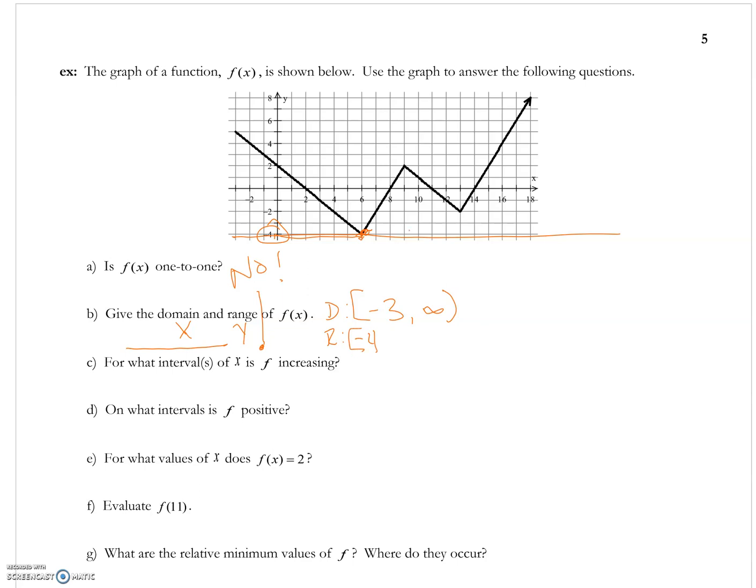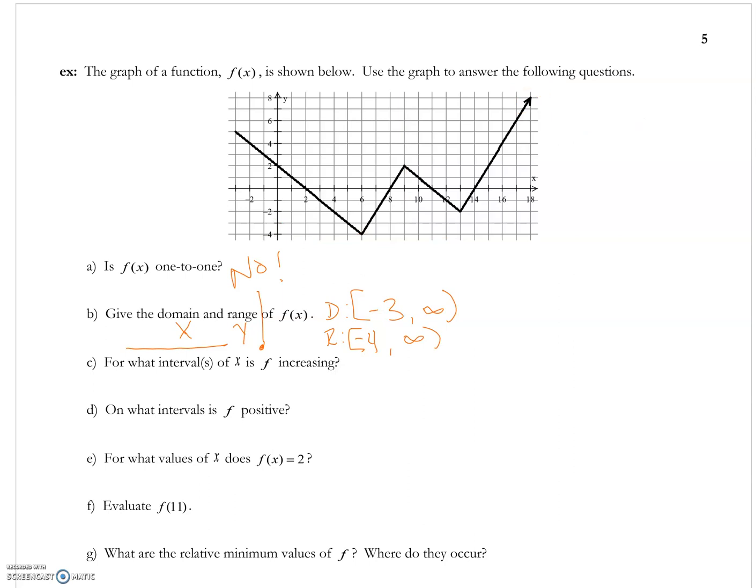As we continue to look up, the last thing I see again is this arrow. And even though the arrow goes forever to the right for our domain, it also goes forever up for the range, which means that our range also goes to positive infinity with a soft bracket.